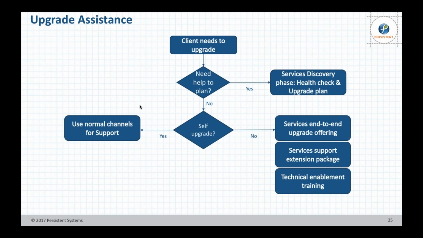If the answer is yes, within Persistent itself, we do have what we call a services discovery phase, where we actually do a health check of your existing TNPM system, and we find out what are the customizations that you've done on your system and the components that you've installed on your system. And from that, we come up with an upgrade plan for you that you can choose to follow, to do it yourself, or if you need services to also do end-to-end upgrade, that's also a possibility. So if you need help to plan, yes, there is what we call a discovery phase that can be done to help you understand what you need to do to upgrade.